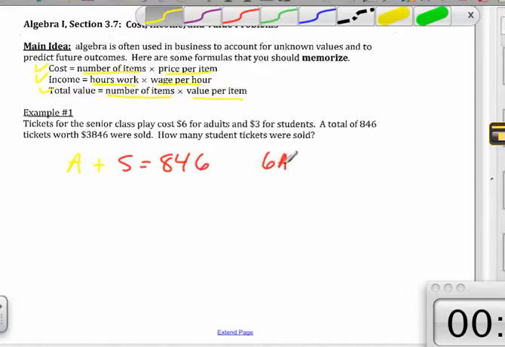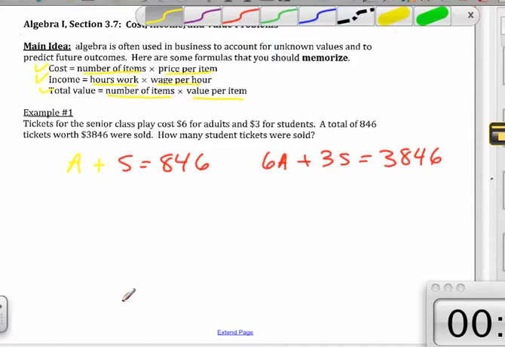6 times A tells me how much I make off adult tickets. And then 3 times S tells me how much I make off student tickets. If I add them together, what do they give me, Max? 3,846. The amount that I made off of all of the tickets. Okay, so now I've got these two equations.